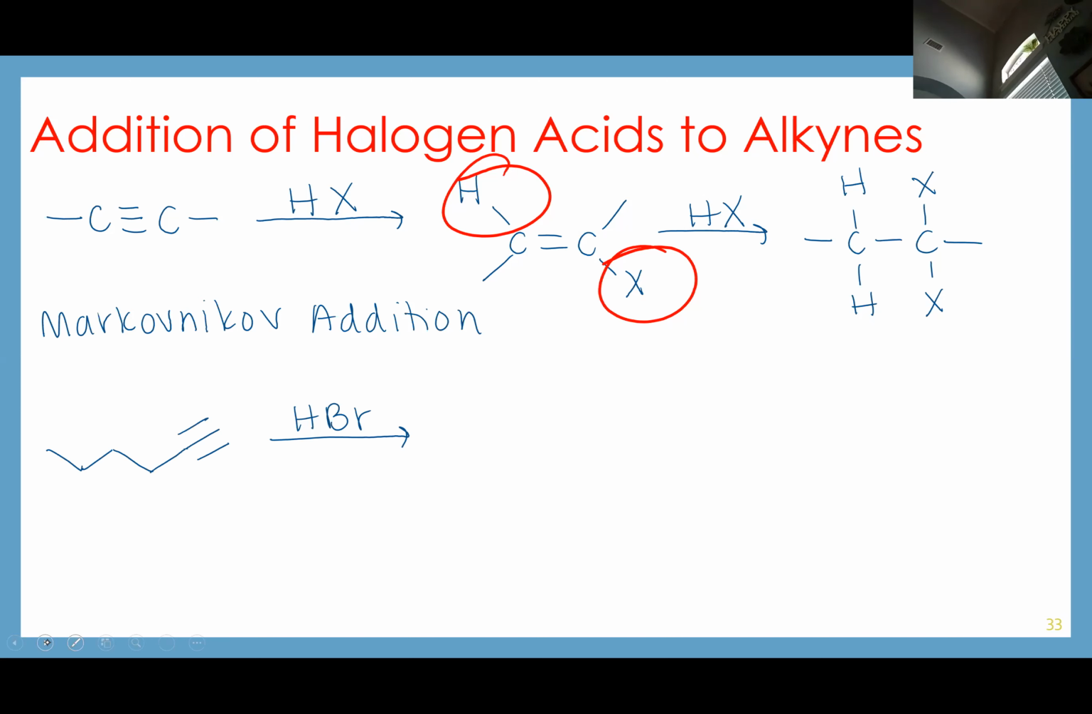So if we take our alkyne and we do our reaction, which carbon is the bromine going to end up on? Is it going to end up on, we'll call this carbon A or carbon B?